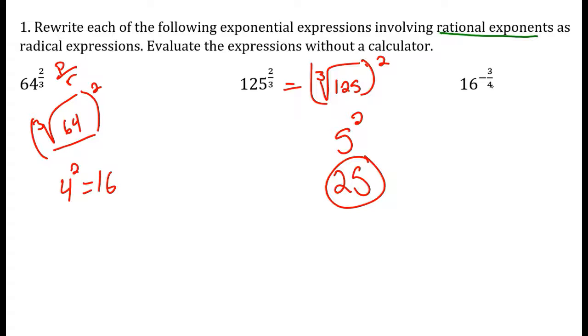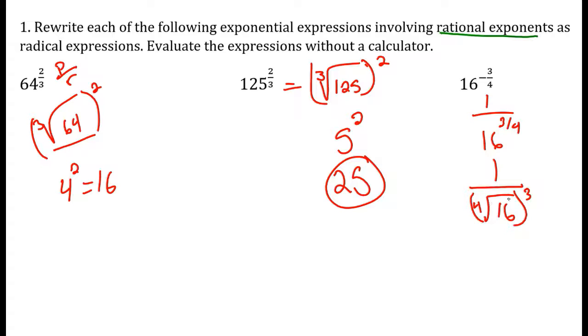16 to the negative 3/4. Well, first let's deal with that negative exponent. That negative exponent means take the reciprocal and make the exponent positive. So I have 1 over 16 to the 3/4. 1 over power over root. The fourth root of 16, I'm going to make that smaller first, and then I'll cube it. I could put that cube inside, 16 cubed, and then take the fourth root of that, but this is the best way to do these without a calculator.